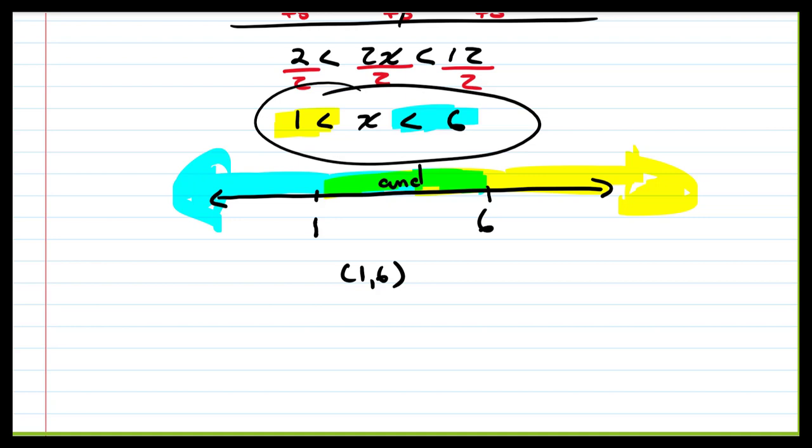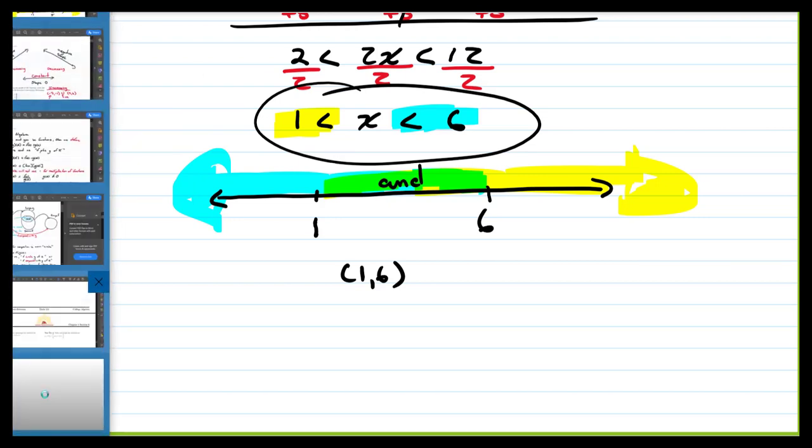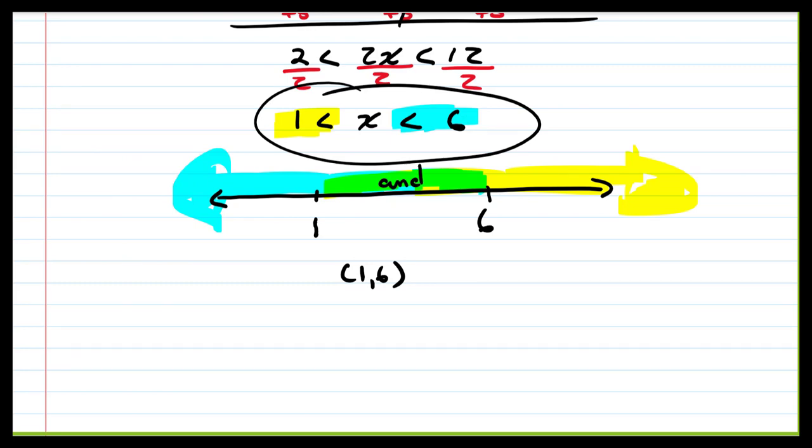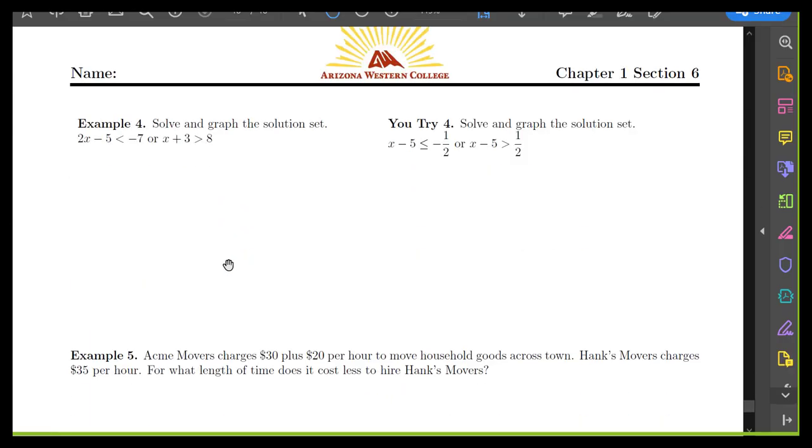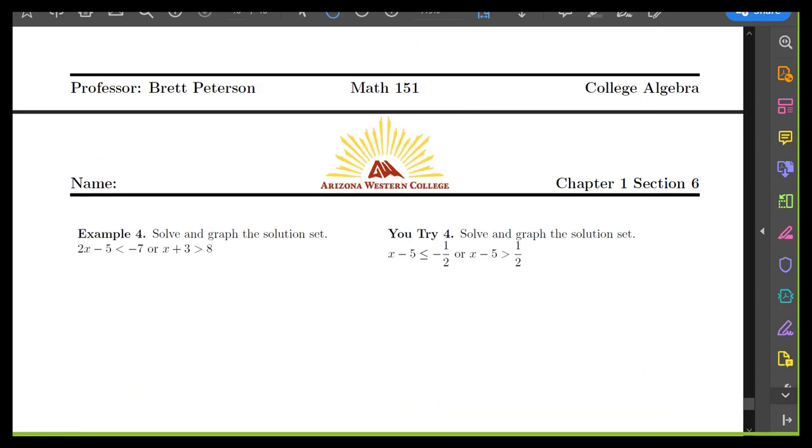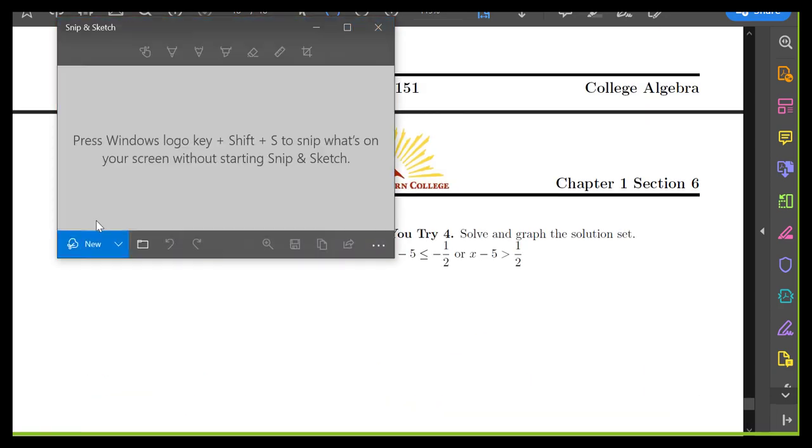All right, I'm going to group our next two u-tries together, so I'm going to move to example 4, and then we'll do the two u-tries at the same time. So if we take a look at example number 4 now, we're going to be looking at an OR type inequality.